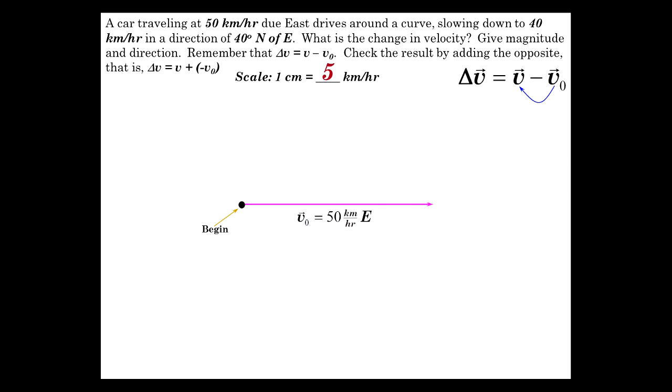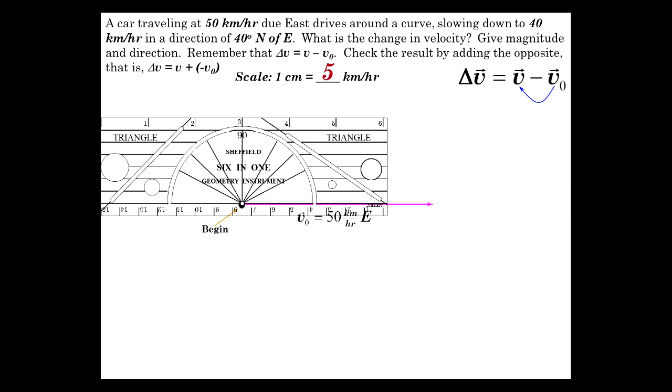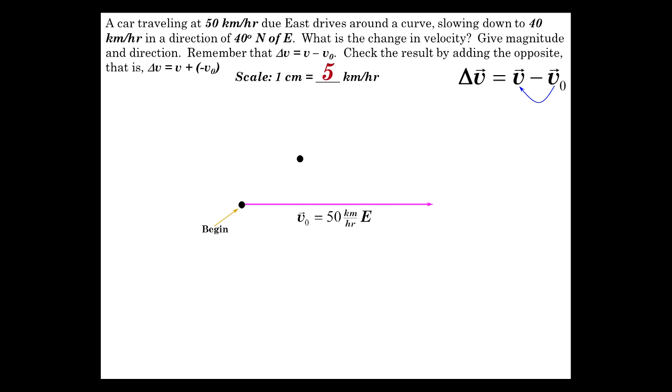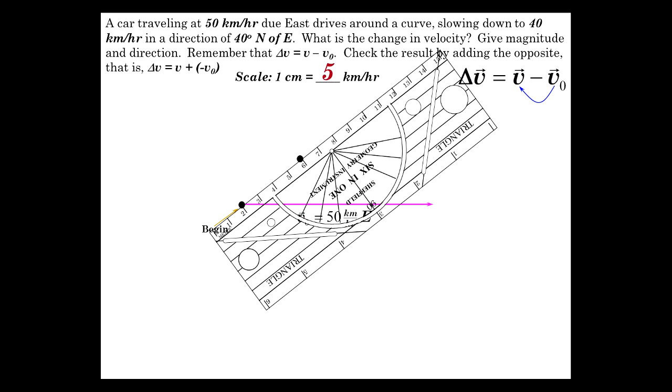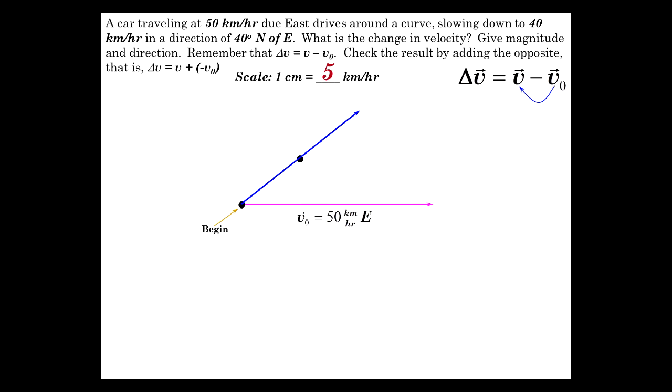50 kilometers per hour east. And now, later, since we're going to put the v, which comes later, 40 kilometers per hour, 40 degrees north of east. So let's go 40 degrees north of east. So that's about right there. And put it to the right length. Looks like that's going to be 8 centimeters in my scale here.